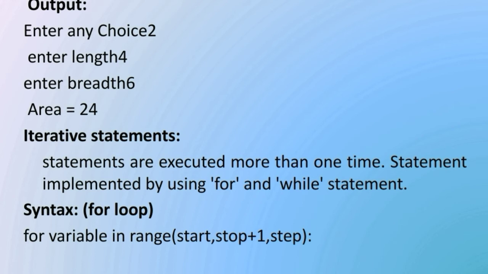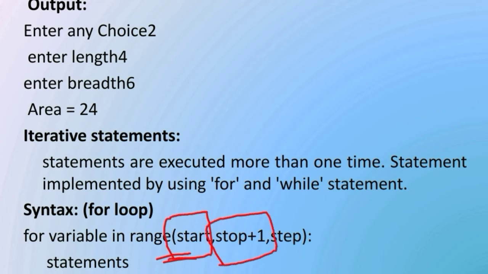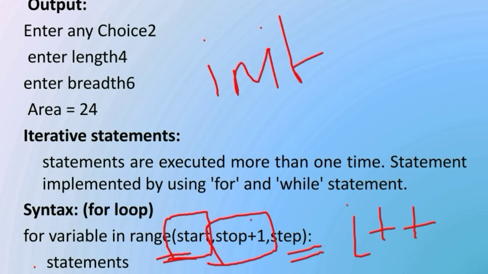So the syntax for loop is for variable in range start comma stop plus 1 comma step. So first one is the initialization. There is some variable where the starting position is denoted by the variable start. Next, this is a condition. Based on the condition, the loop is executed. Next one, step. How many steps must it move? That is iteration. Start is the initialization, stop plus 1 is a condition, next one is the iteration step. Syntax for while loop.